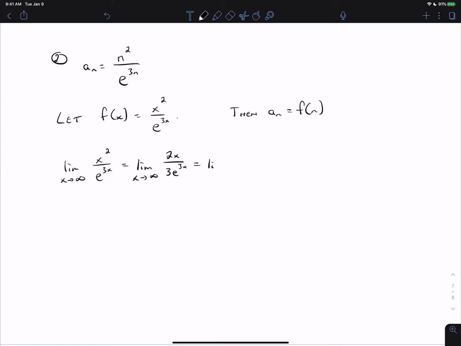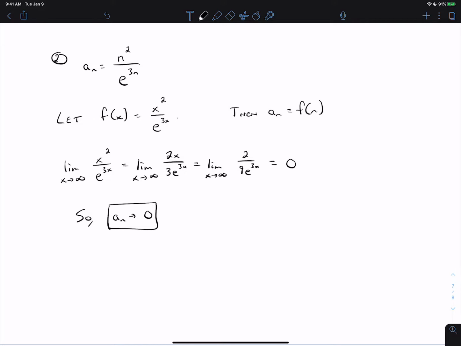This is still infinity over infinity, so we can apply L'Hopital's rule again, and we get the limit as x goes to infinity of 2 over 9e to the 3x. That approaches 0, so we know now that a_n approaches 0.